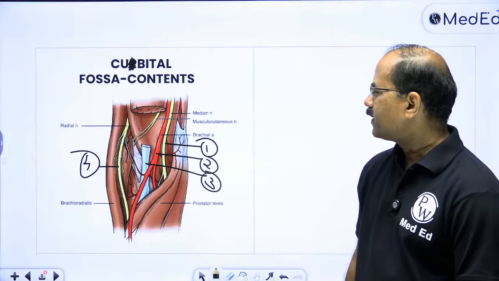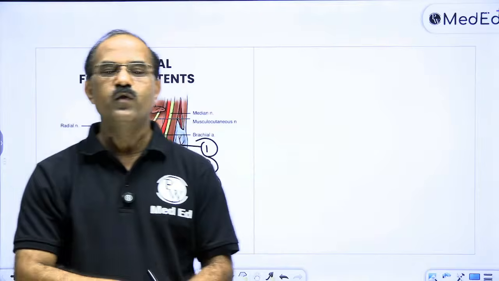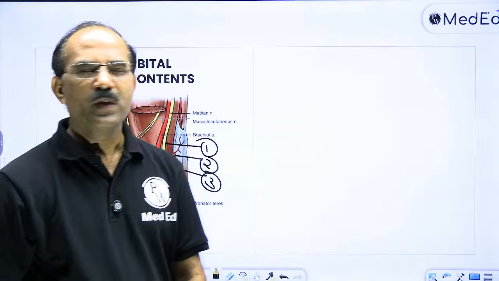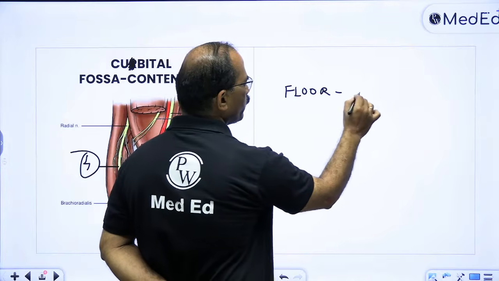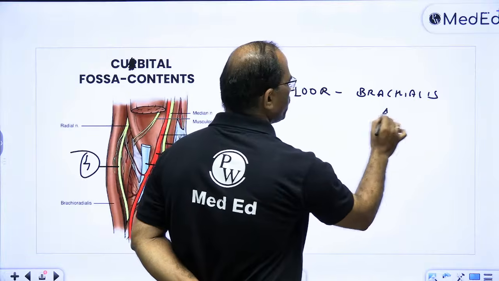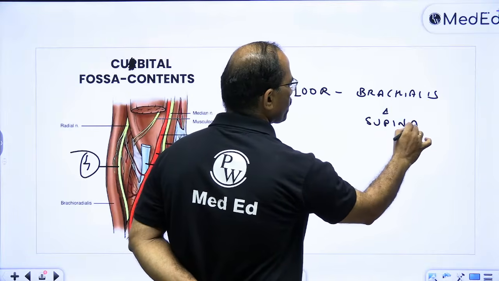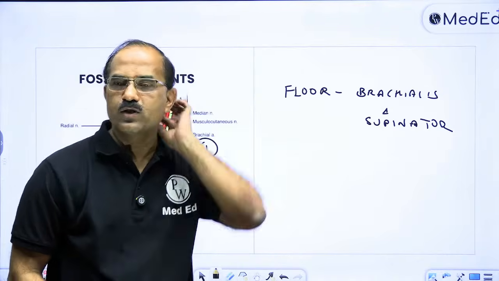ठीक है? Fine. Can anyone tell me the floor of cubital fossa is formed by what? Floor of cubital fossa किससे बनता है? ये याद रखना, this comes in the MCQs. The floor of cubital fossa is formed by the brachialis and the supinator.